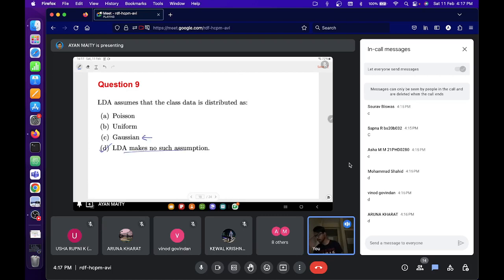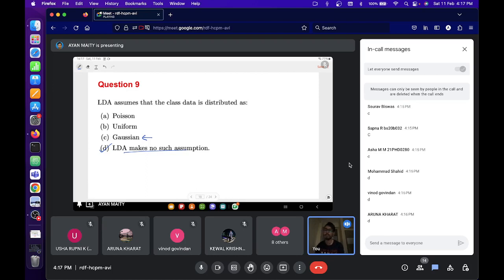We can use Gaussian, or we can use any kind of distribution that we think might be better for that data. LDA is a generic algorithm. You can use any kind of distribution that you want. So LDA itself doesn't make any such assumption. Generally we give examples using Gaussian while teaching LDA, but we are just taking it as an example. LDA itself doesn't make any such assumptions.